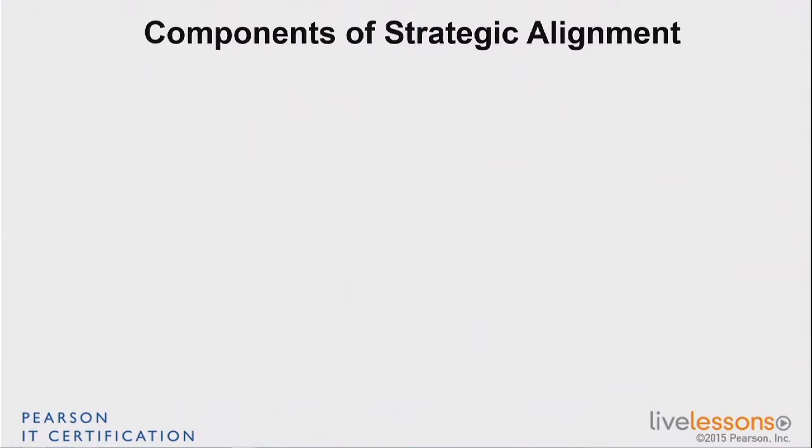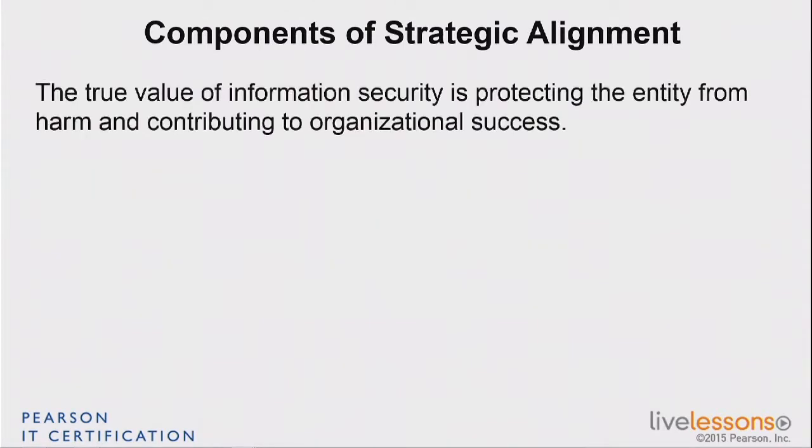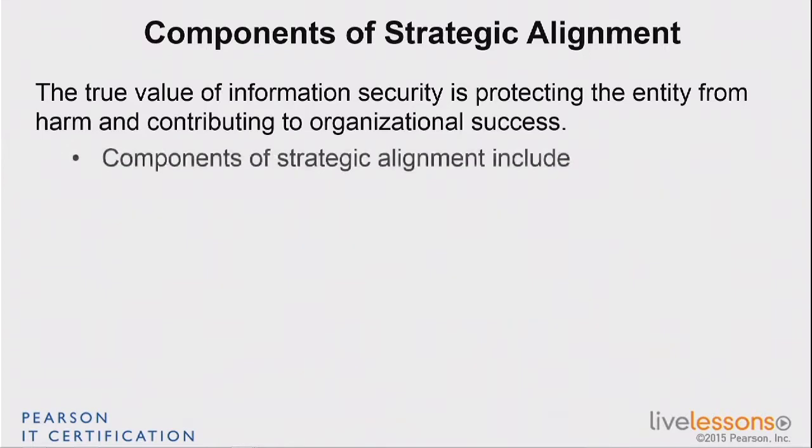So we've been talking a lot about strategic alignment. Let's look at some components of strategic alignment. The true value of information security is protecting the entity from harm and contributing to organizational success. So our components of strategic alignment include, we need to be business enablers. Information security should be a business enabler first and foremost.